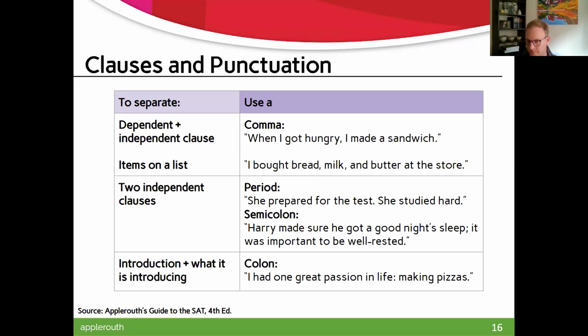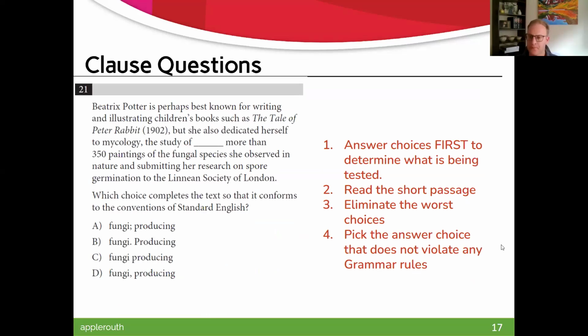But I mean, I could go on for a long time on clauses and punctuation rules because of the grammar questions. A solid 30, 40% will probably be just testing this stuff. There's a very different approach to these, though, and it's a reason to get there early and with plenty of time to spare. We go to the answer choices first.